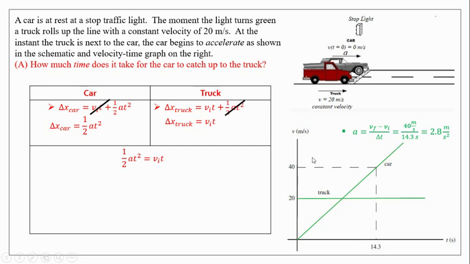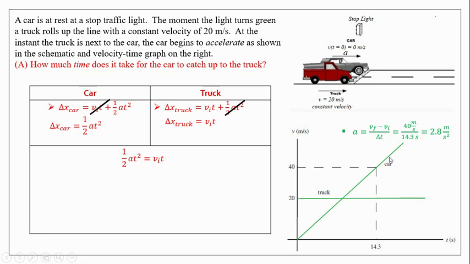So we just do slope, rise over run. Rise is 40, run is 14.3. Or you can just do average acceleration. It's going to be VF minus VI over change in time. My VF here from the graph is 40 meters per second. My VI is 0, and then my change in time here is 14.3 seconds from the graph for the car.